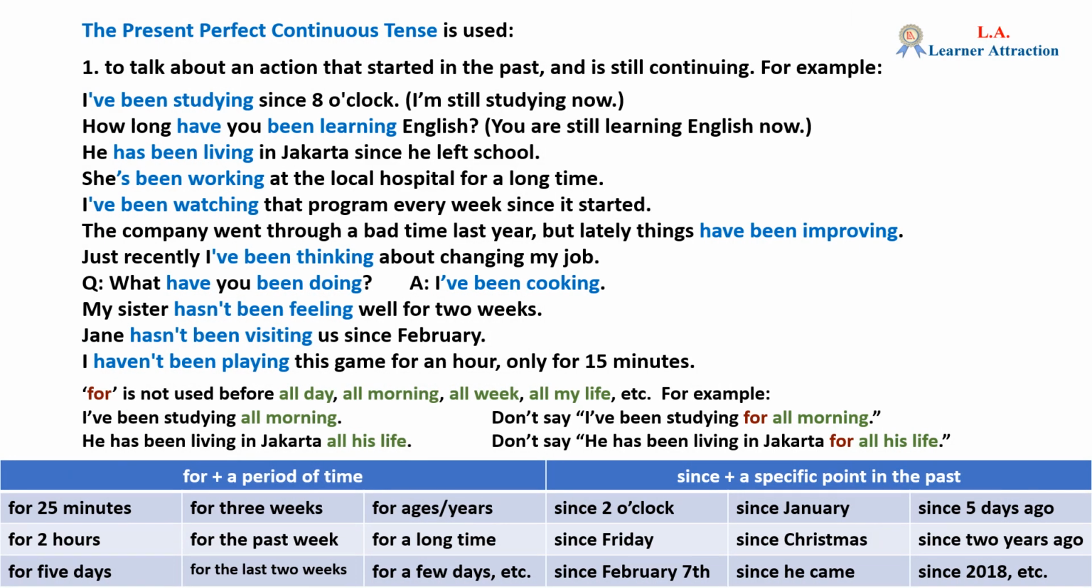The present perfect continuous tense is used, one, to talk about an action that started in the past and is still continuing. For example, I've been studying since 8 o'clock. I'm still studying now. How long have you been learning English? You are still learning English now.